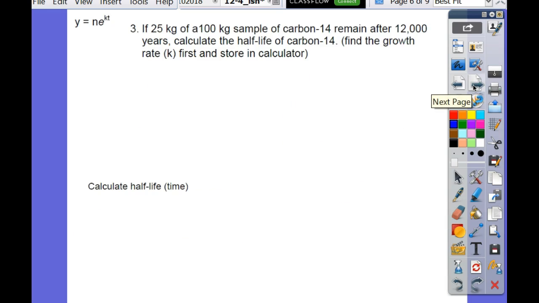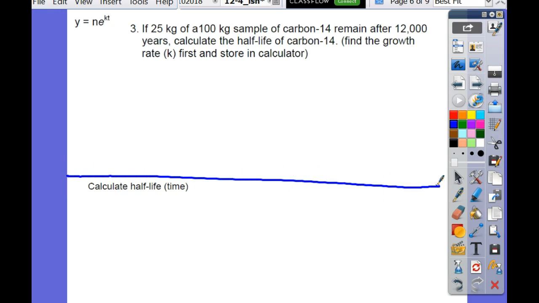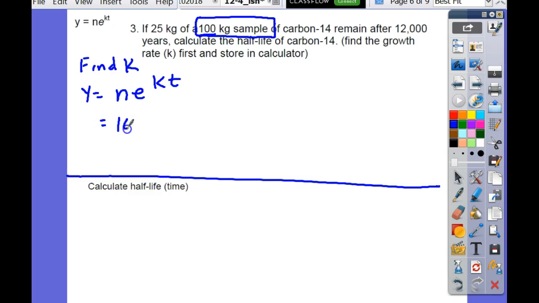This problem has already been divided into two parts for you. First, we're going to find k, and then we're going to find the half-life. So, how much of the carbon do we start with? The sample, when it says a sample, that's the key word to show that we are starting with 100.